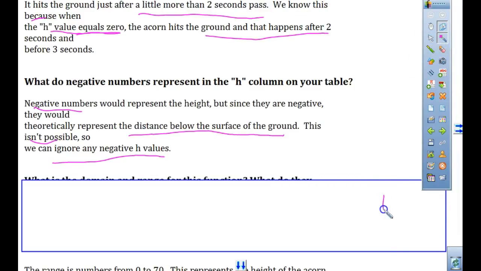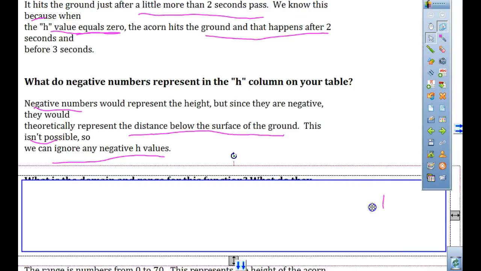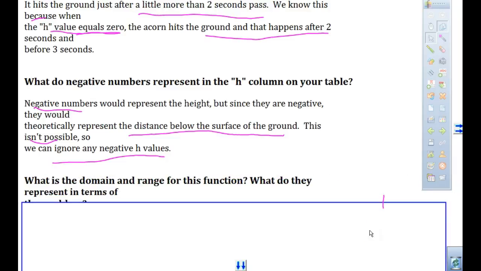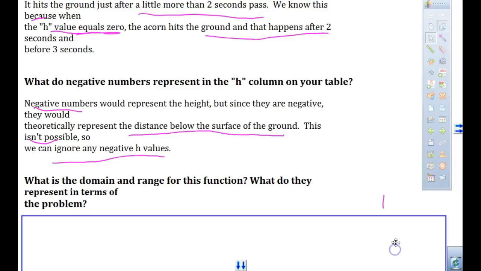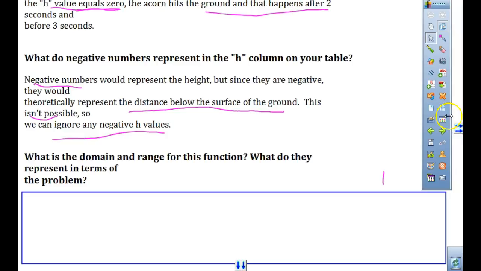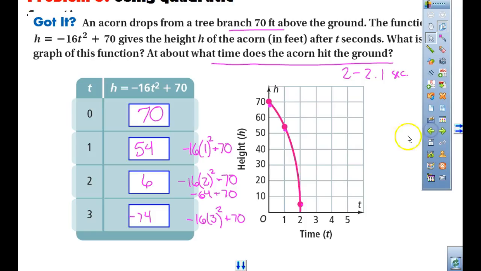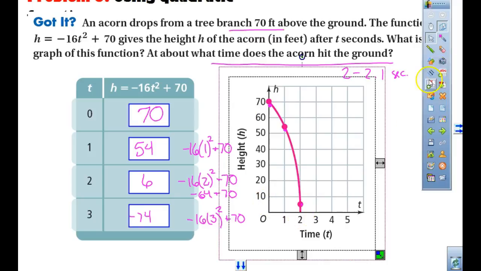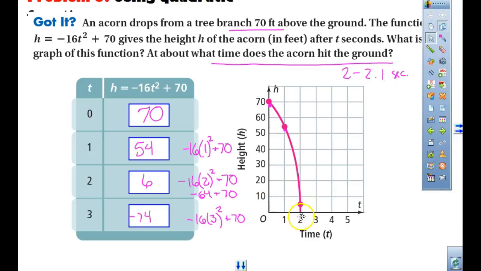The last question as we are looking at that says, well, what is the domain and range of our function? And what do they represent in terms of this problem? So, if we are looking at this, looking at our graph, right? Our domain, what kind of values are we talking about? Time just being what? Is it ever negative? No. And we are looking for time going from 0 up to about what? A little over 2, right? Because we can't have negative values, right?